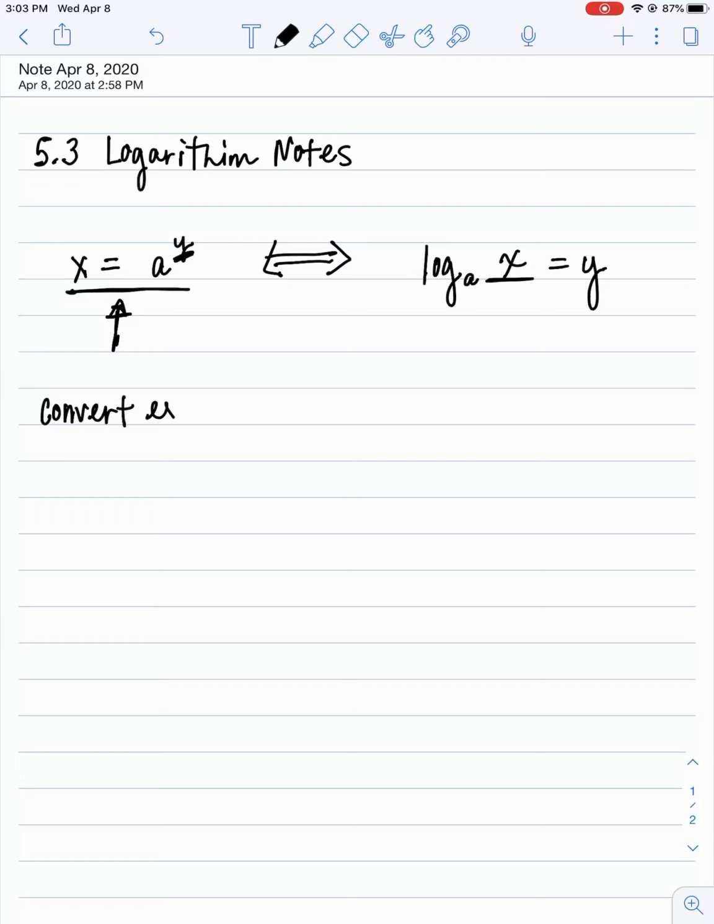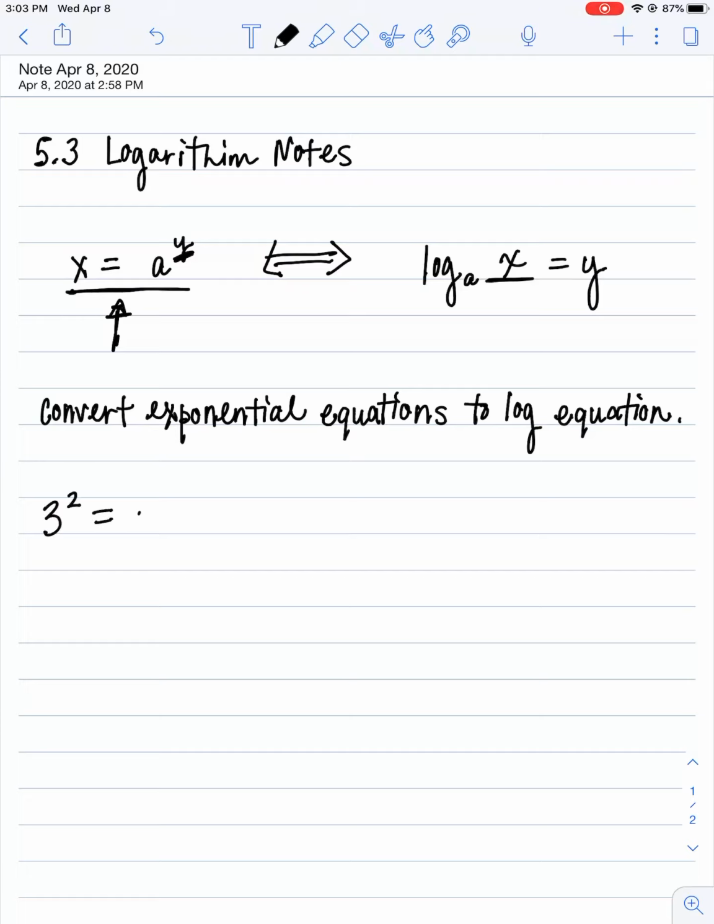So we're going to take a minute and practice this. We're going to convert exponential equations to logarithmic equations, and there are examples of this in the PowerPoint. Exponential equations to log equations, okay?